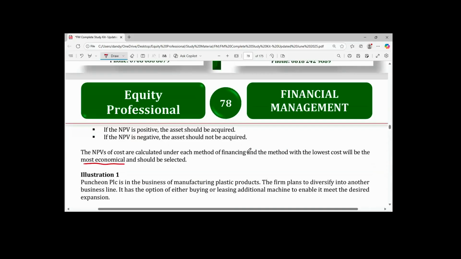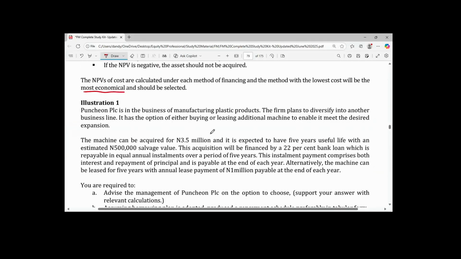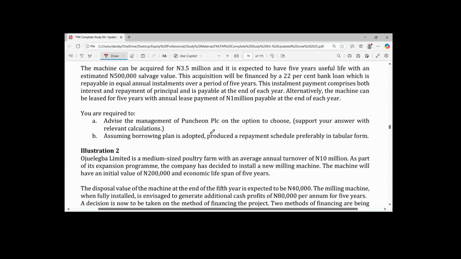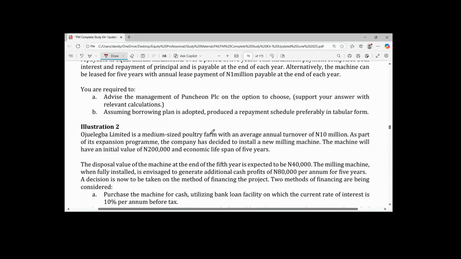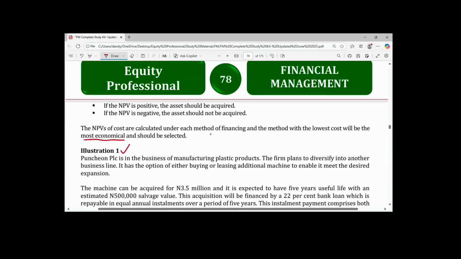Let me know if you have any question for me before we begin to solve questions. Okay? Let's have illustration. Any question? If there's none, we'll go straight to calculation. Now we are going to solve just two illustrations. This illustration number one is unique. Especially this requirement B, whereby you are asked to produce a repayment schedule. How do you calculate or prepare a loan amortization table? Because of that, we are going to solve this illustration number one.